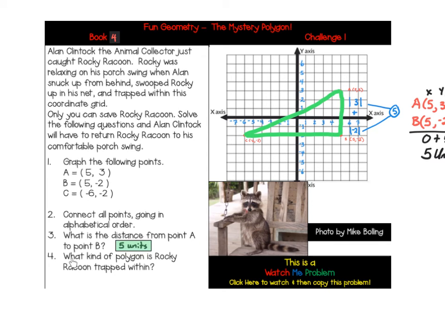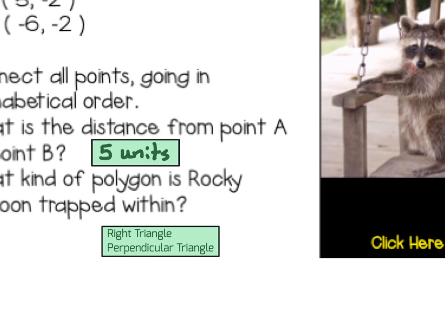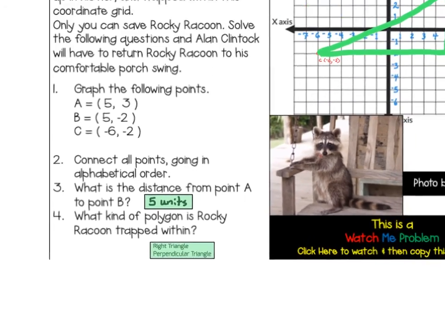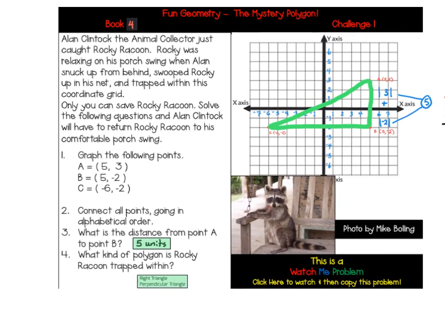Finally, we have a last question, and it says, what kind of polygon is Rocky Raccoon trapped within? And clearly this has 3 sides, and it is a triangle, but more specifically, it is a right or perpendicular triangle because this angle right here is a 90-degree angle. Therefore, it is a right or perpendicular triangle. And here we go, bam, right there. And that, my friends, is how you solve a problem like this.